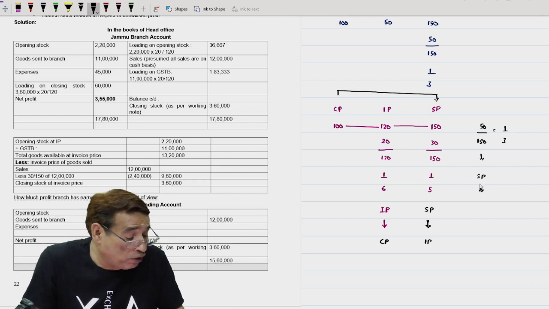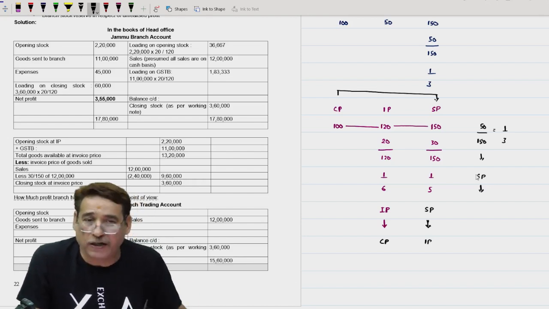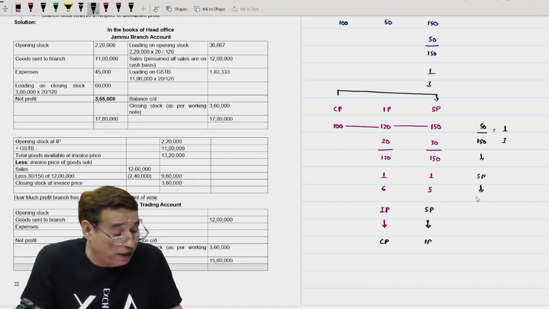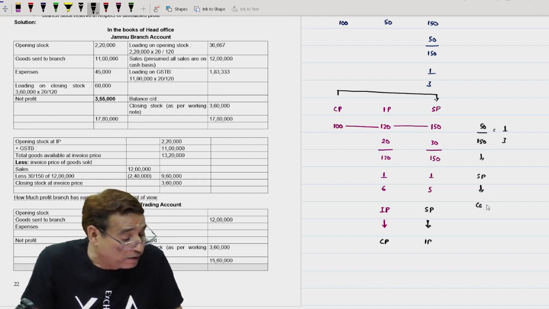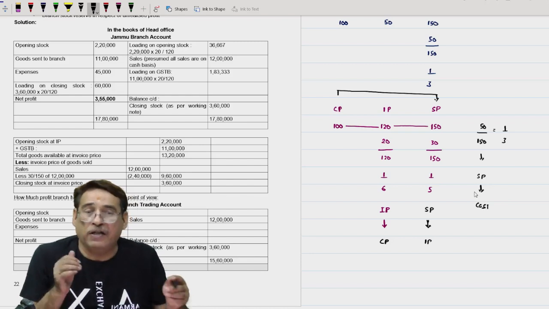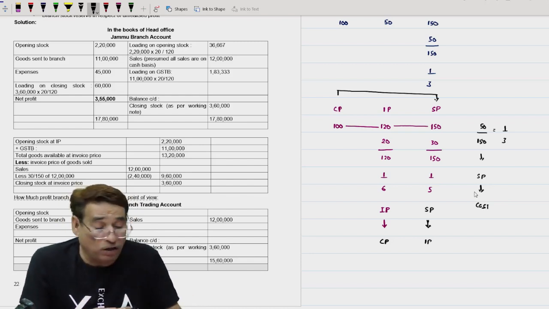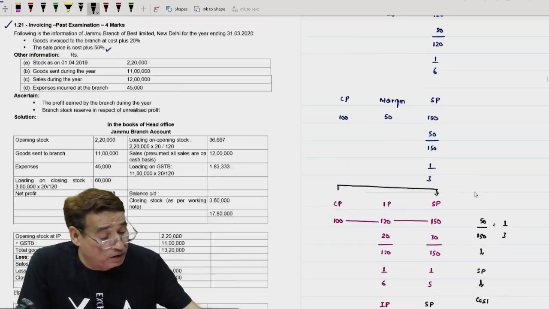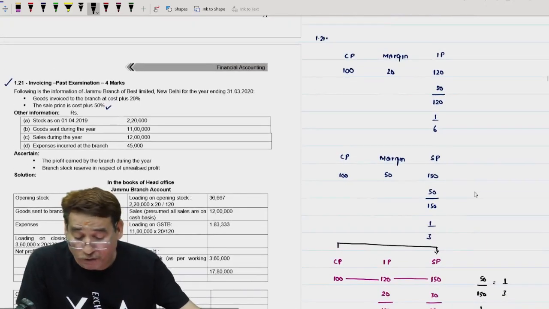However, if you are going to apply this rate to an item which is at selling price, that particular item will fall back to cost price. I hope you got the intricacies of these rates. Is it clear to you? This is the most important part of this particular question.